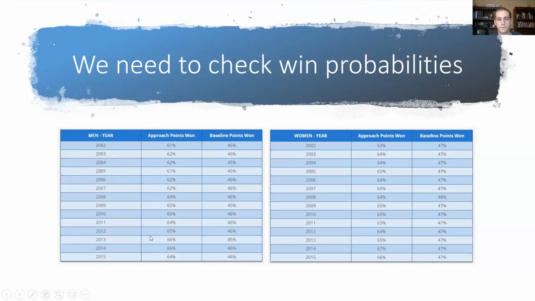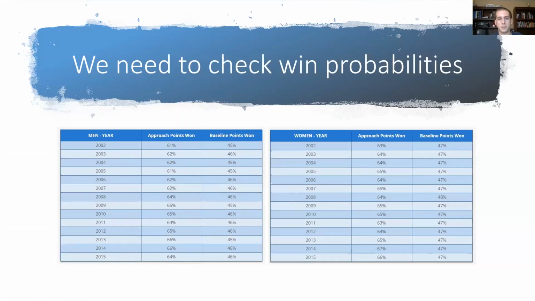And if you notice, it's very consistent across both tours and years. Players tend to win 65, 66% of the time when they approach the net. They tend to win only 45, 46% of the time when they stay back at the baseline. So this is something that is extremely consistent.